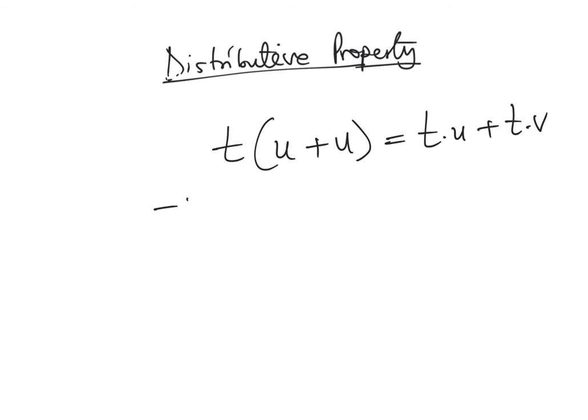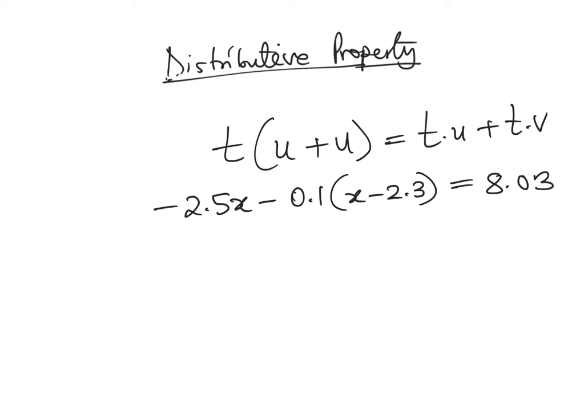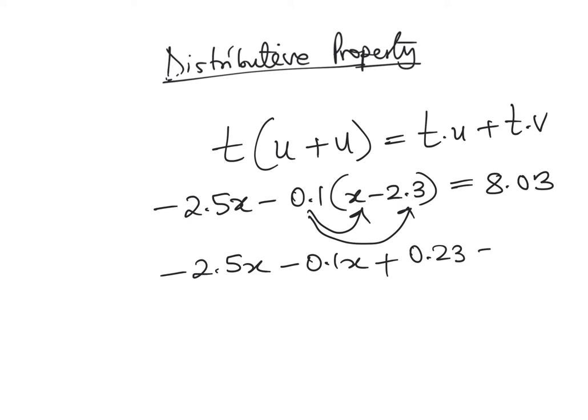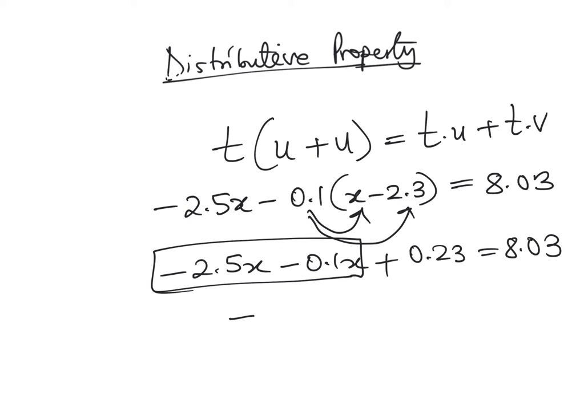So we have a situation like negative 2.5x minus 0.1 times (x minus 2.3) is equal to 8.03. So the 0.1 will distribute into each of those. So it'll be negative 2.5x minus 0.1x plus, so now you have 2.3 times 0.1. So that becomes 0.23 is equal to 8.03. The like terms will add. It'll become negative 2.6x plus 0.23 is equal to 8.03.